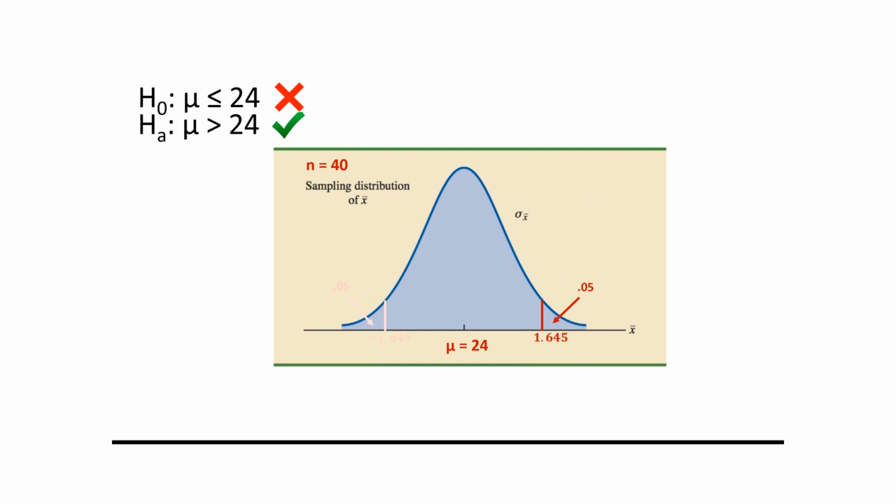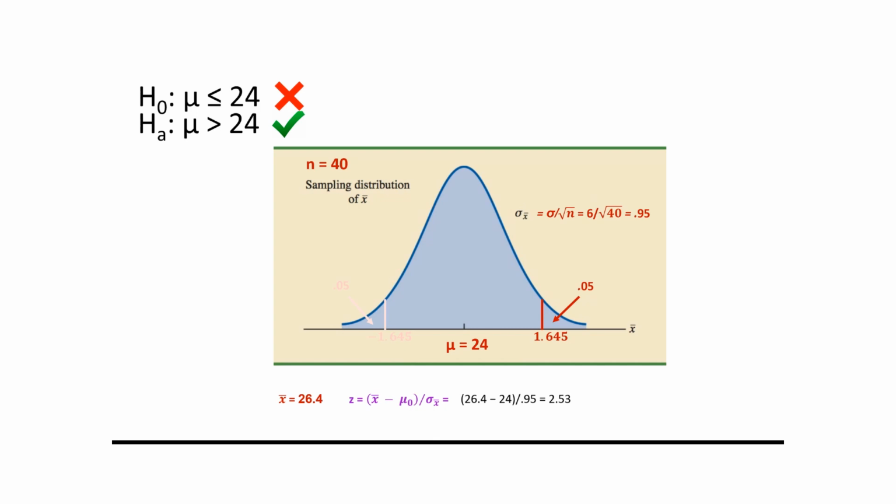Let's say we choose the level of significance to be 0.05. Our critical value is 1.645. Assuming we know the value of the population standard deviation sigma, we can compute the standard error of the mean. Let's say we get a sample mean of 26.4. How far above 24 is 26.4 in units of standard error? We find that our z-value is equal to 2.53, which is greater than 1.645, and that gives us grounds to reject H0.